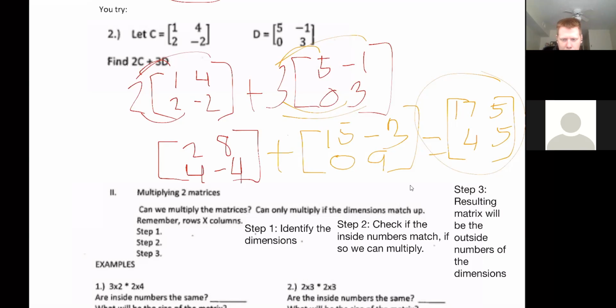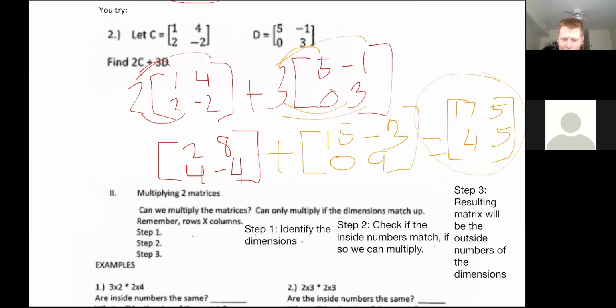I promise you, even if you walk out of today's class and you're like, I don't know what the heck I'm doing, stick with it. Once you get it down, you will do well with this. That's usually how it goes every year we do these.